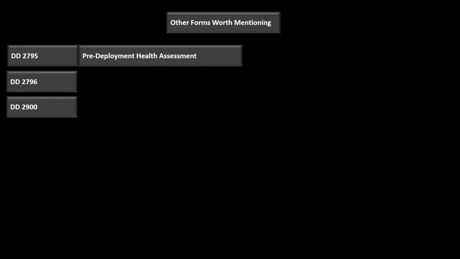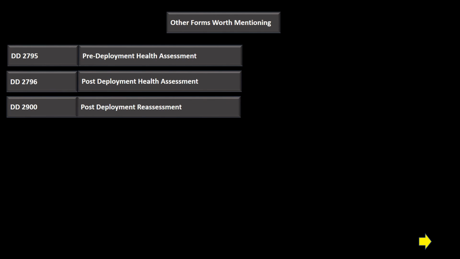Few more forms here. We've got the DD 2795, our DD 2796, and we've got a DD 2900. These are what we're going to document the pre-deployment, the post-deployment, and the post-deployment reassessment on. So we do that pre-deployment health assessment. We want to do that in about 120 days from that deployment date. We want to be in that 120-day window.